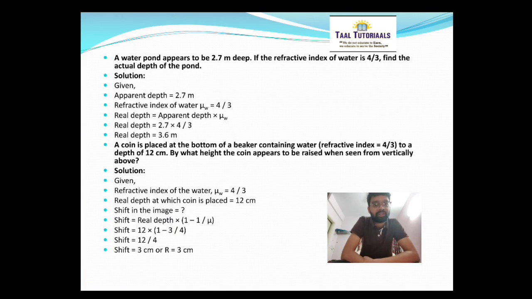Second question, a coin is placed at the bottom of a beaker containing water, whose refractive index is given as 4/3, to a depth of 12 centimeter. By what height does the coin appear to be raised when seen from vertically above? See, mu water is given as 4/3, and the real depth at which the coin is placed is 12 centimeter. So we need to find the shift in the image, that is real depth into 1 minus 1 by mu, that is 12 into 1 minus 3/4. That comes as 12/4, so the shift will be 3 centimeter.